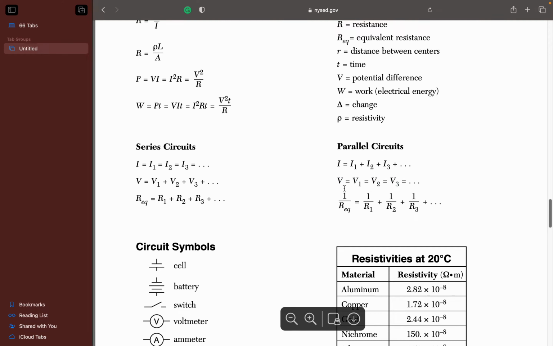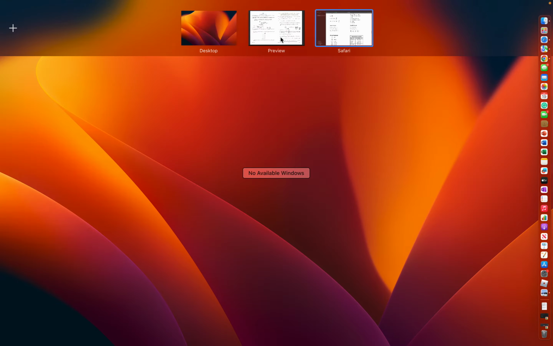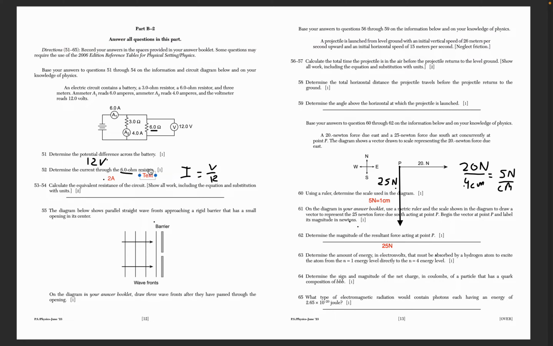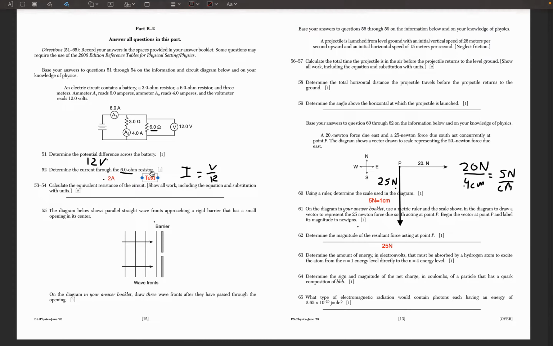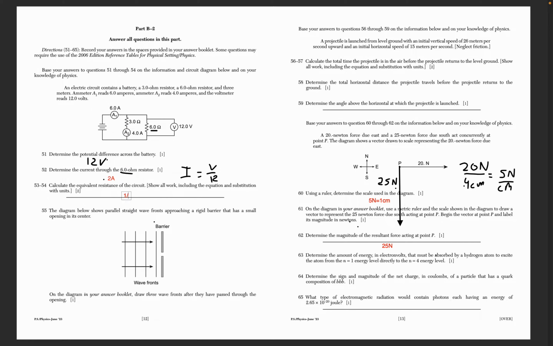Okay. Calculate the equivalent resistance of the circuit. Since it's a parallel circuit, the equivalent resistance will use this formula: 1 over the equivalent resistance is equal to 1 over the resistance of one resistor plus 1 over the resistance of the second, etc. We only have 2 resistors, so we don't have to worry about a third one. So it equals 1 over 3 plus 1 over 6.